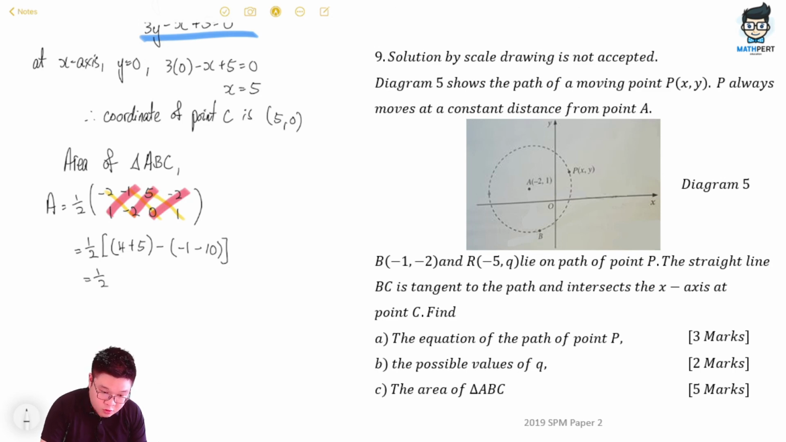So we have 1 over 2 multiplied by 9, minus negative 1, negative 10, I get negative 11. 9 minus 11 is 20. So 20 divided by 2, I get 10. So the area will be 10 units squared.